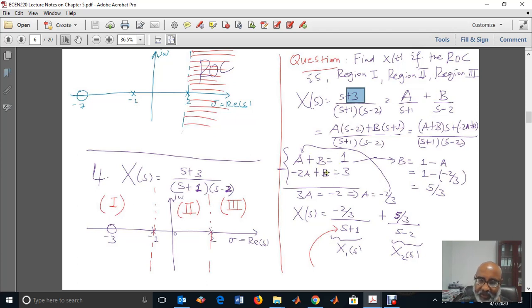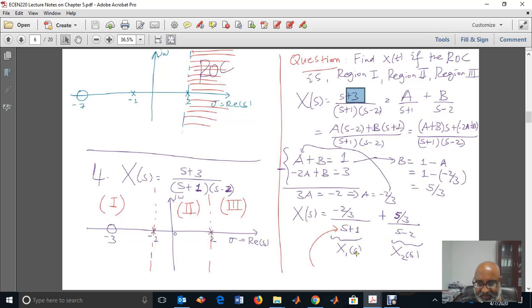Of course, how do we solve it? Either we do substitution, writing one variable in terms of the other in the first equation and putting it in the second equation, or we directly eliminate the variables, because it is a simultaneous equation, two equations with two unknowns. So for example, here if we subtract the second from the first: A minus -2A is 3A, B minus B is 0, 1 minus 3 is -2. Then A will be -2/3, then B is 1 - A, which is 5/3, and we have this.